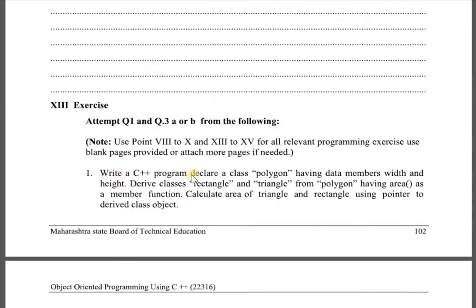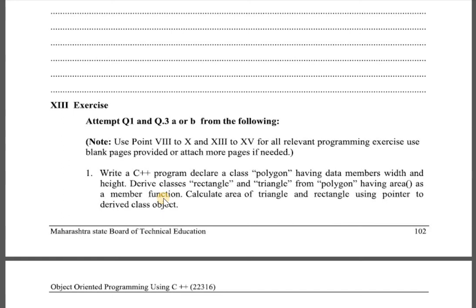Write a C++ program. Declare a class polygon having data members width and height. Derive classes rectangle and triangle from the polygon having area as a member function. Then calculate the area of triangle and rectangle using pointer to derived classes.